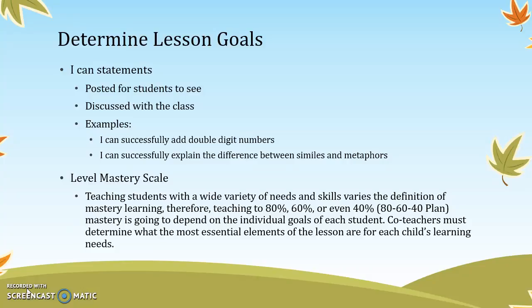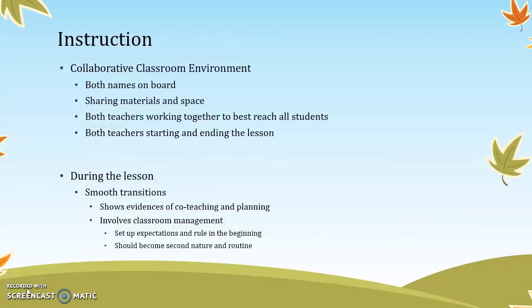You're going to want to work with your co-teacher and realize that you're going to work with a variety of students that have different skills and needs. And so therefore your teaching to 80%, 60%, or even 40% mastery is going to depend on the individual goals of each student. And you must work with your co-teacher in order to determine what the most essential elements of each lesson are for each child's learning needs.